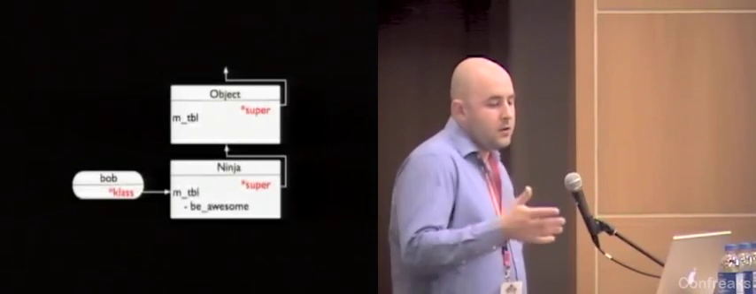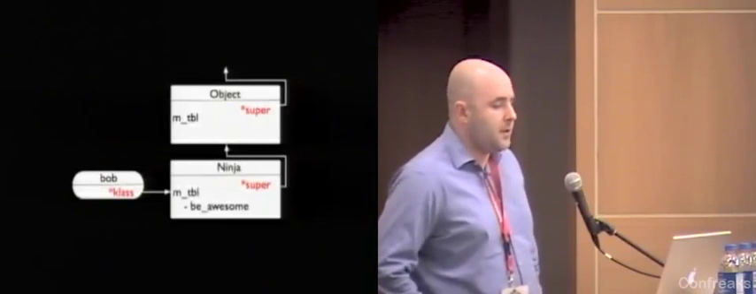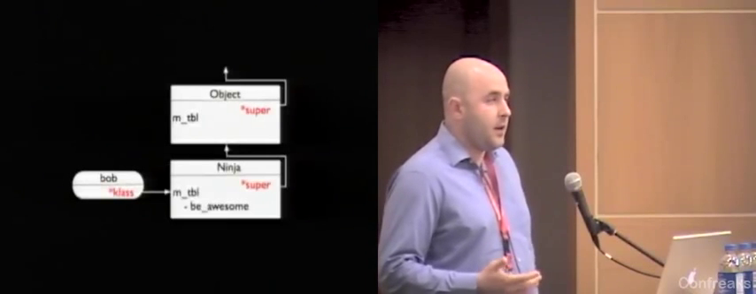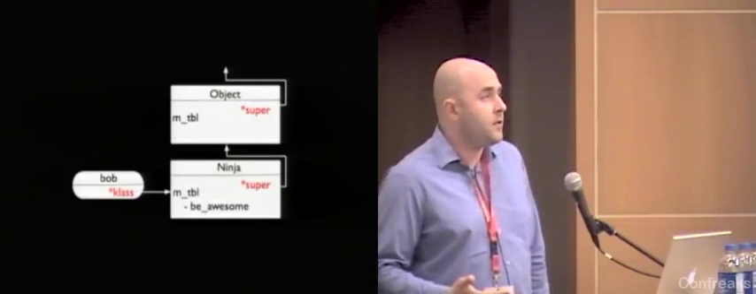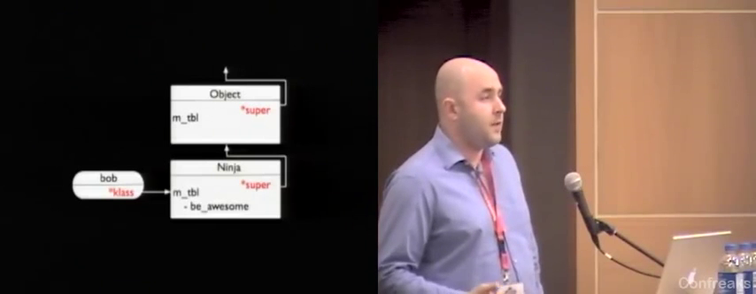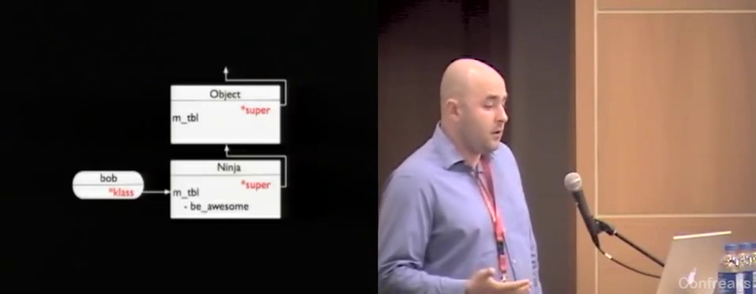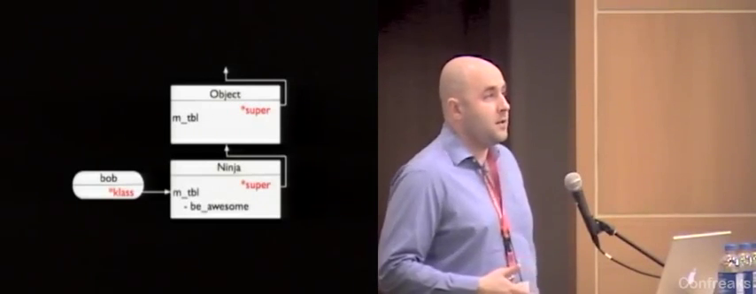So this is a diagram of sort of what the object model and class model of Bob the Ninja looks like. So you see there's a Ninja class, and when I send it a message, the class pointer is dereferenced, and it looks in the method table, and I find Ninja defines be_awesome. If it didn't find it there, it would call super and it would go look on Object, see if it could find something.